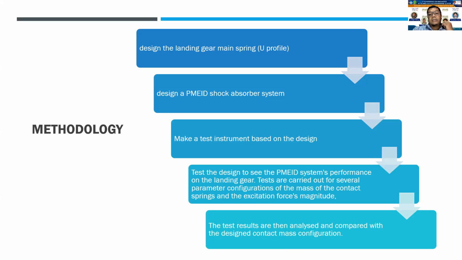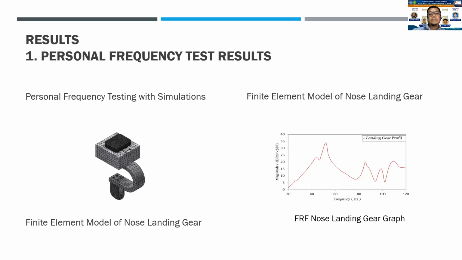The fourth one, we test the design to see the PMID system performance on the landing gear. Tests are carried out for several parameter configurations of the mass of the contact spring and excitation force magnitude. And the last one, we test the results, and the results are then analyzed and compared with the design contact mass configuration.